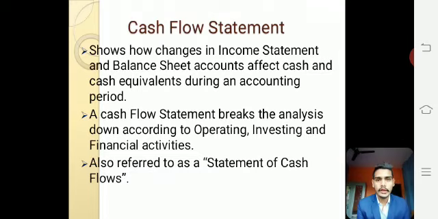The balance sheet shows how an organization receives and pays money to the creditors and debtors. Cash flow statement. It shows the changes in the income statement and balance sheet. It affects the cash and cash equivalents during an accounting period. A cash flow statement breaks the analysis down according to operating, investing and financing activities. It is also called a statement of cash flow.